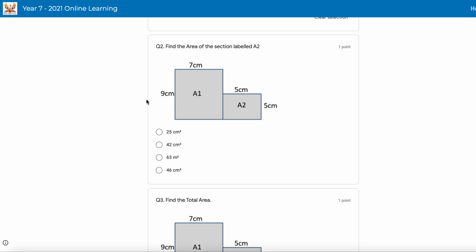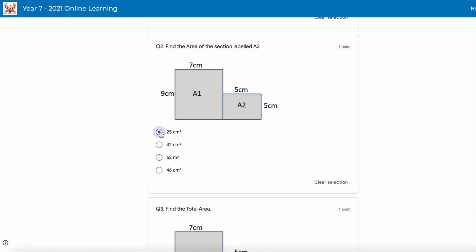And find the area of the section labeled A2. So A2 is this rectangle, which is actually a square. It's a rectangle, but it's also a square. So in order to find the area, we need to multiply 5 times 5, length times width, or because it's a square, it's just 5 squared, which is 25.